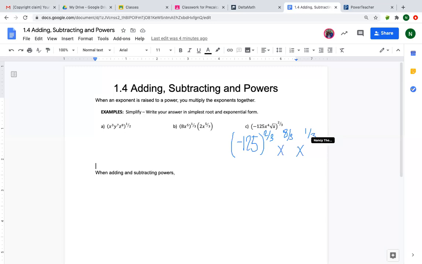Okay, and then these we can add together because we're multiplying. So that would be 9/3, which simplifies to, what's 9 divided by 3? Yep, 3. And then lastly, remember we rewrite this as the cubed root of -125 squared. The cubed root of -125 is -5. Squared is 25.